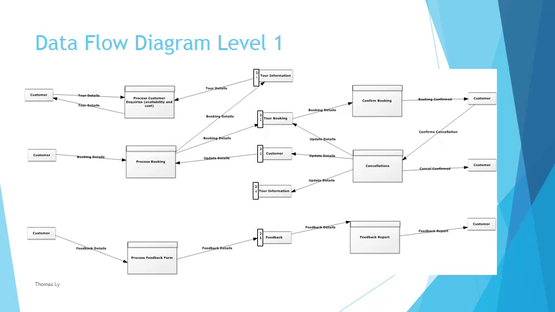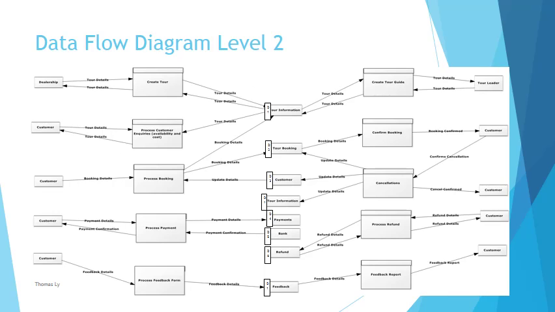There are four components in the DFD: the processes, the data flow, the external entities, and the data stores. The external entities in this diagram would be the customer. The data flow would be the arrows which are used, for example, tour details going towards process customer inquiries. The processes would be things such as the process booking. The data stores, which is the tour information.